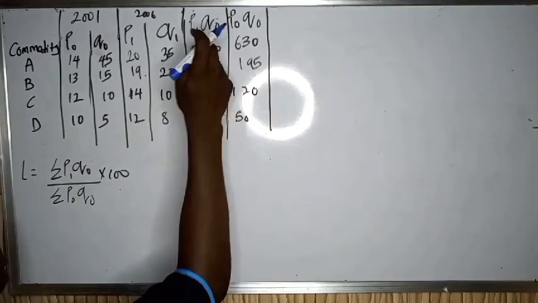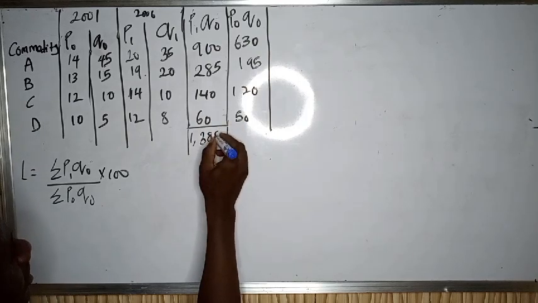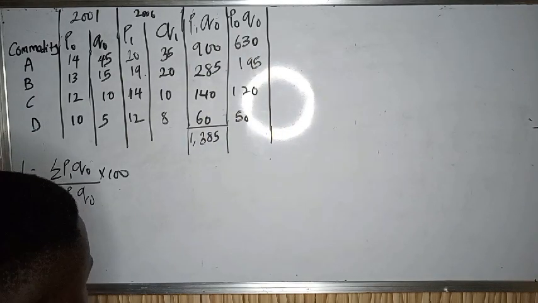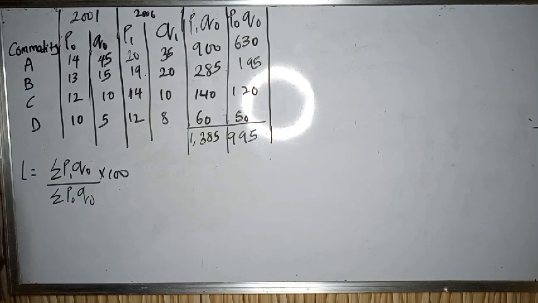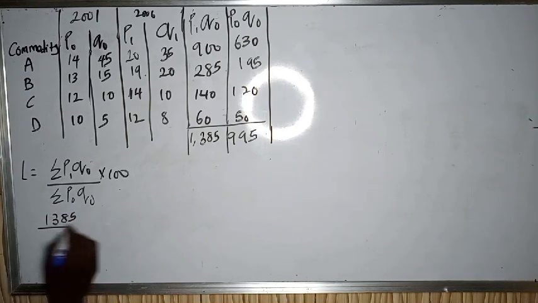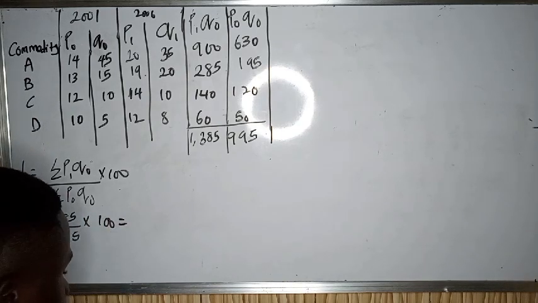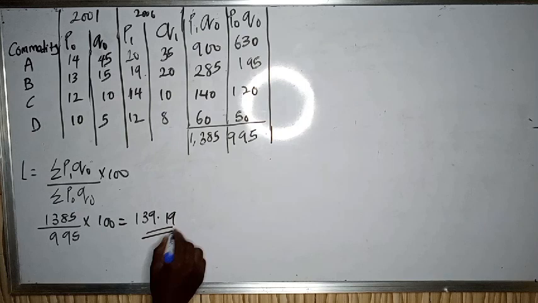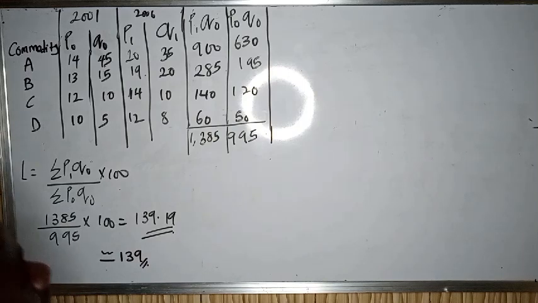That means we have 900 plus 285 plus 140 and the rest, giving 1,385. Then if we add all the P0 Q0 together, we have 995. So if you do the normal calculation, 1385 divided by 995 times 100, we have 139.19 as your final answer. If you approximate, you have 139 as your final answer for the Laspeyres index. So let's check.